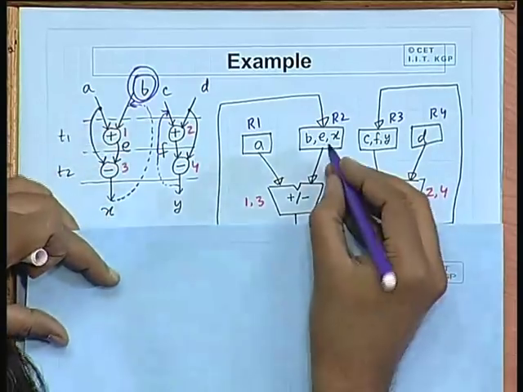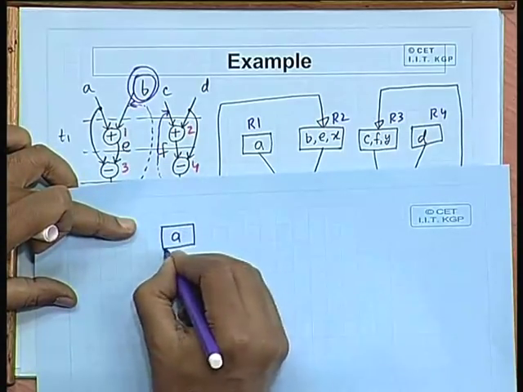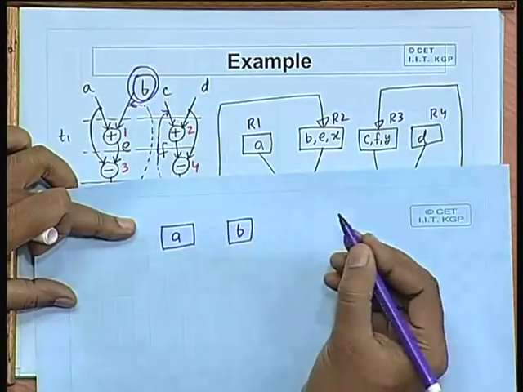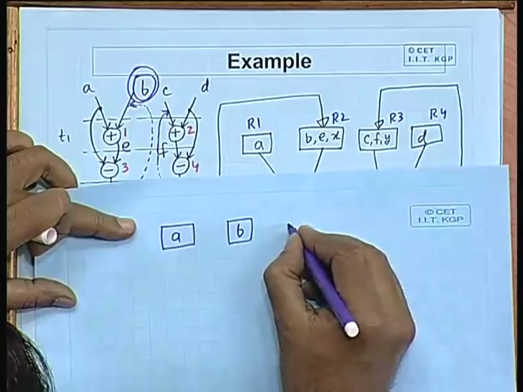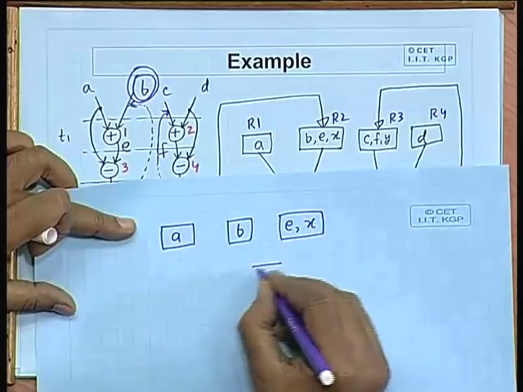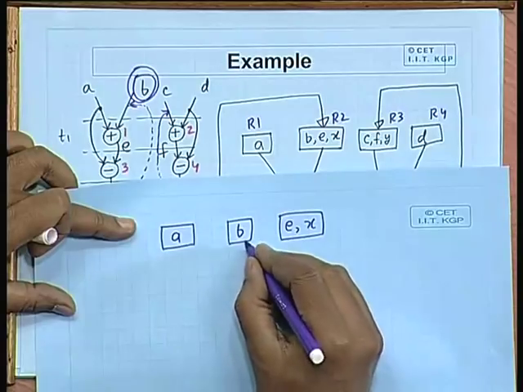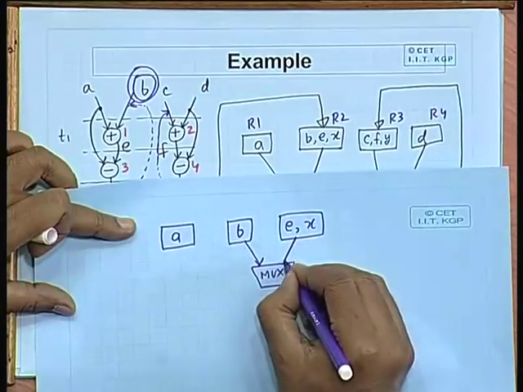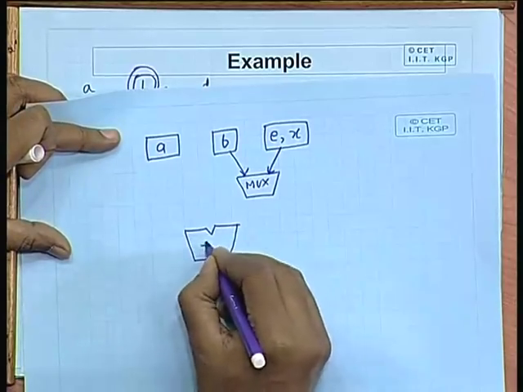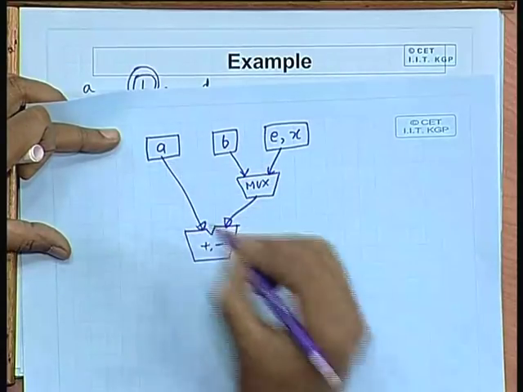So, instead of writing like this, what I would have got is that I would have one register for storing A, I would have one register for storing B also, because B is required as I had said, and there will be one register which will be sharing the values of E and X. Now, there will be a multiplexer. I would need a multiplexer out here, which will take either the value of B or E, X and then it will feed to the ALU. So, one input will be coming from here, other input will be coming from here.